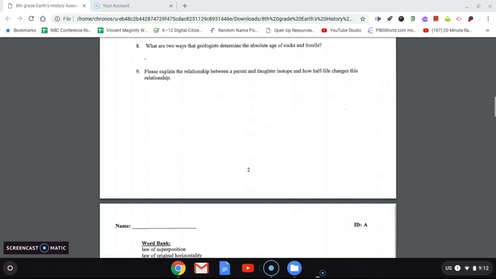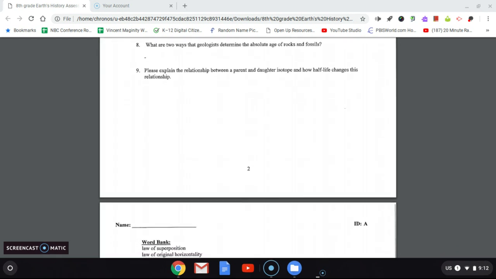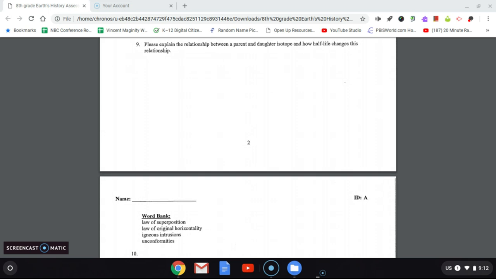Number 8, what are 2 ways that geologists determine the absolute age of rocks and fossils? Number 9. Please explain the relationship between a parent and daughter isotope and how half-life changes this relationship.